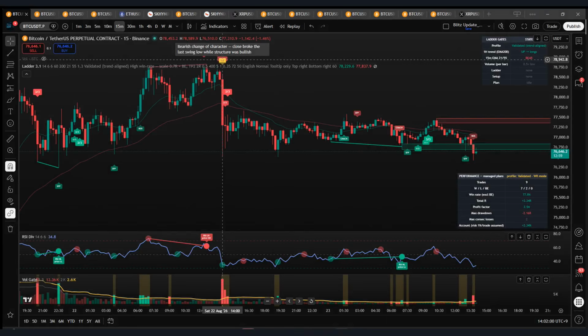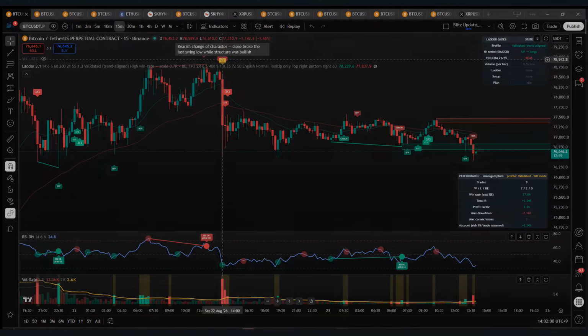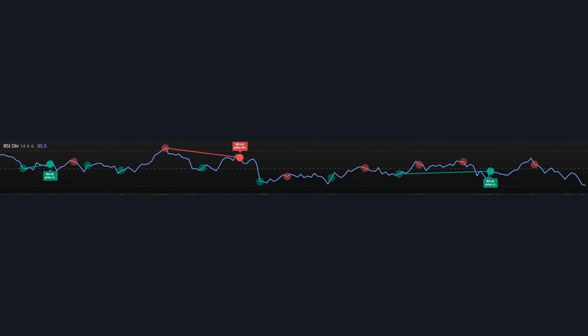All of it is small, translucent, one word. Because it's background. Context should whisper. Only orders should shout. Here's where the layers pay off. We added 2 optional panes. The first draws the divergence itself, a dot on every pivot's RSI, and a bright line whenever price makes a lower low, while RSI refuses to follow.